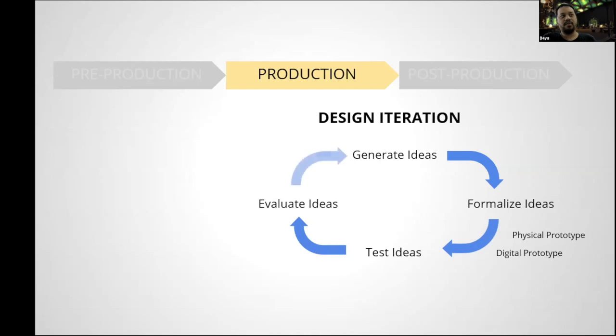If not, then you go back to generating ideas based on that evaluation. This is what we call the design iteration, and you continue working in that until you think, all right, this is good enough, and then you can go to the production stage. So what goes into production? Art and code join together and create those games. So that's production.